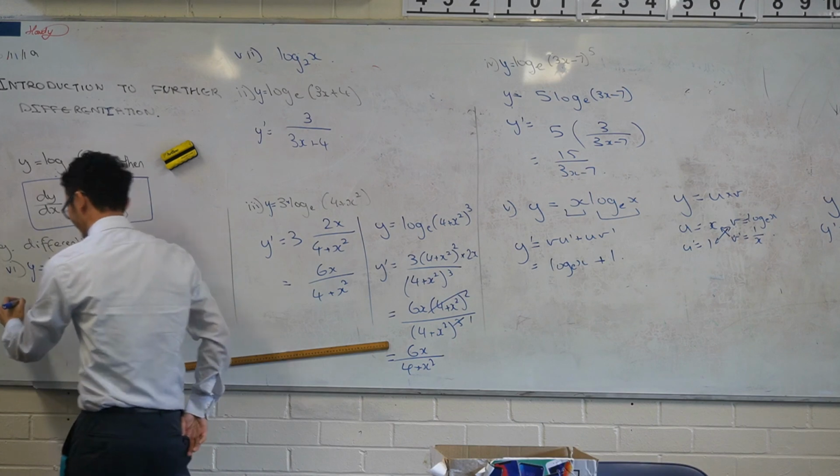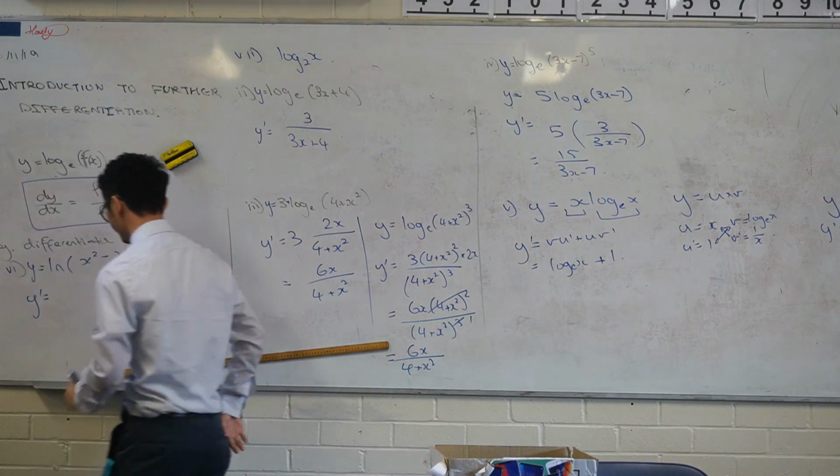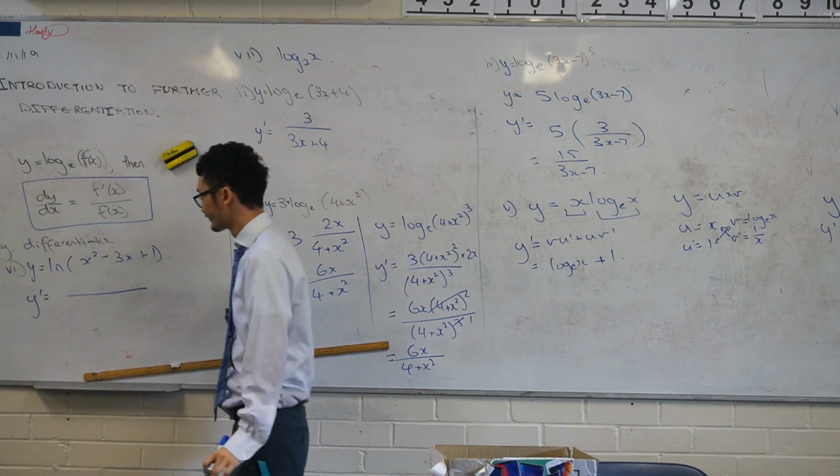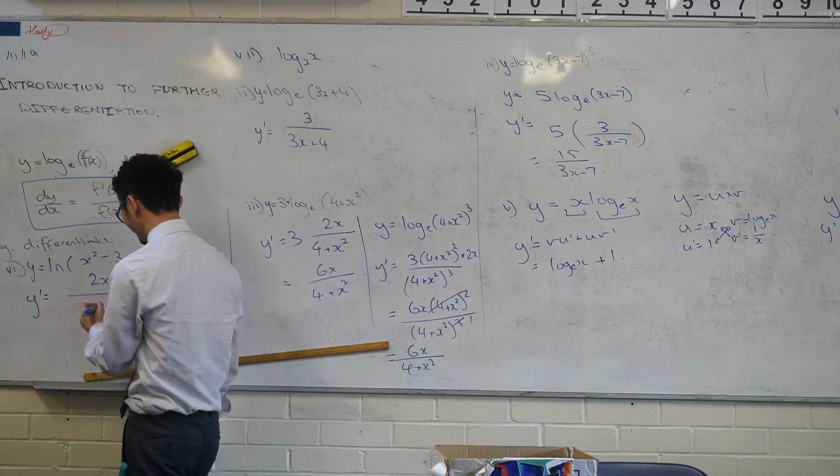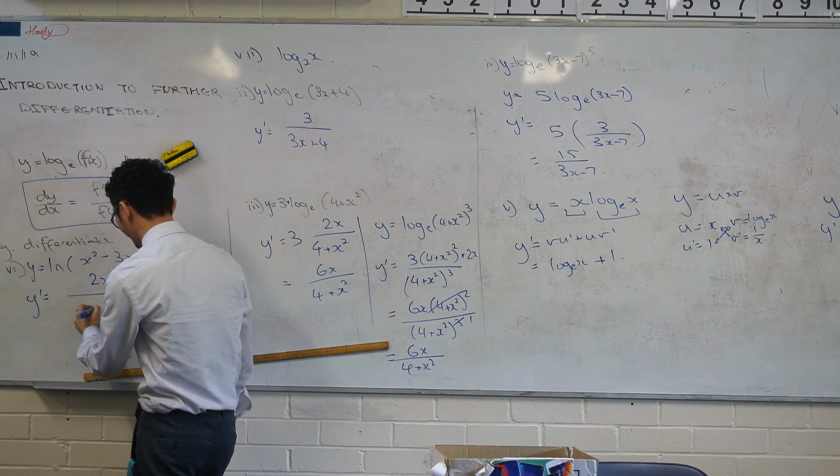2x minus 3. Yeah, because that's the derivative of this, 2x minus 3. Over the full thing, x squared minus 3x plus 1.